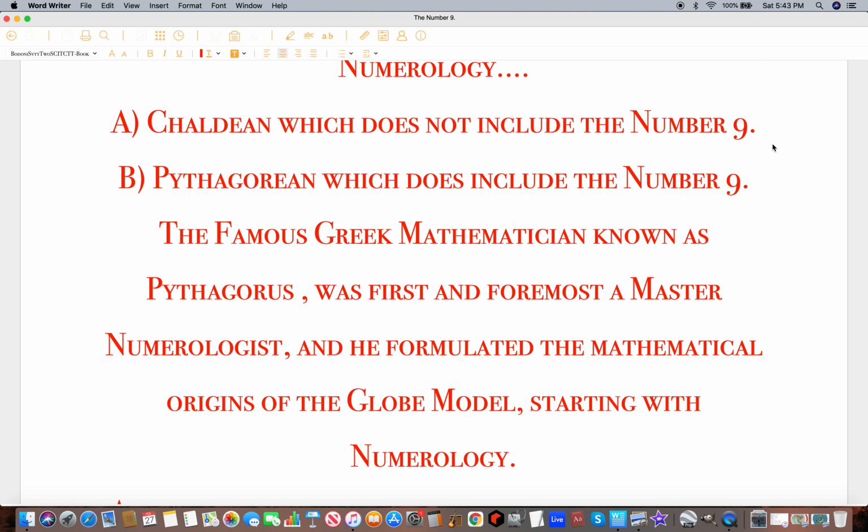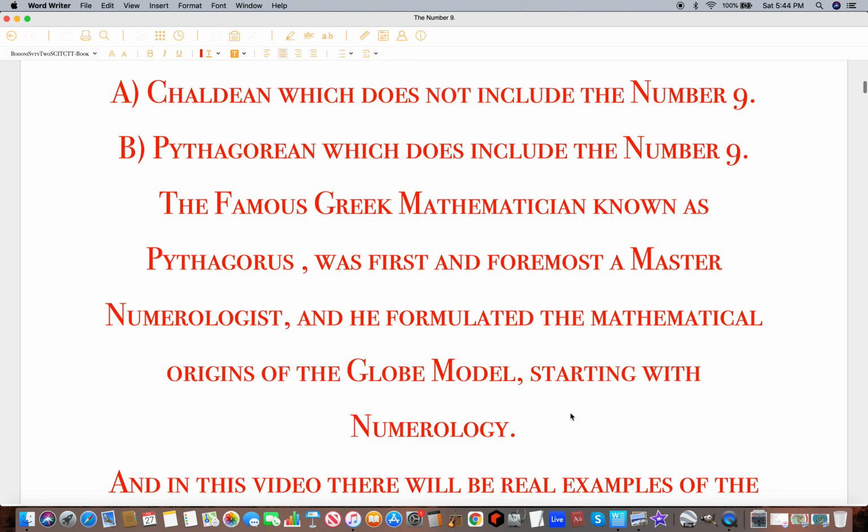The Chaldean school didn't add in number 9, as they felt it was to be revered, and it was like a powerful number, and they kept it out. I won't go into all the details. All the history is out there if you want to read about it. But Pythagoras did add it in. And what a lot of people don't realize is the globe model is built primarily by someone who was a master numerologist and mathematician. And I'm just going to show some things in this that will support that.